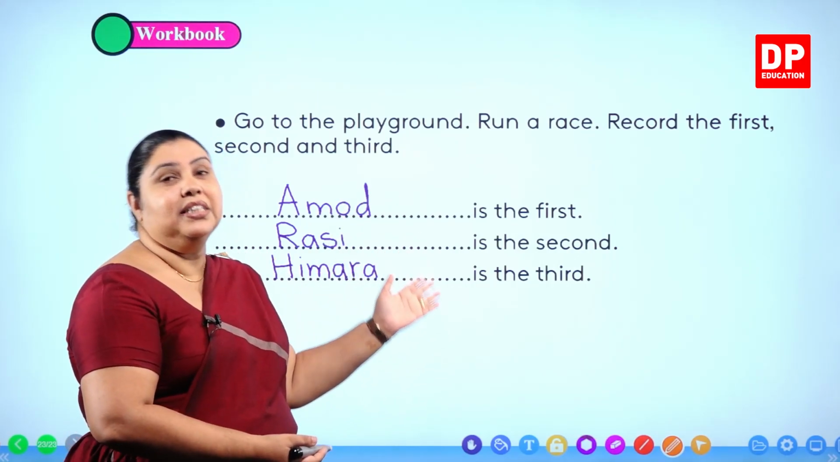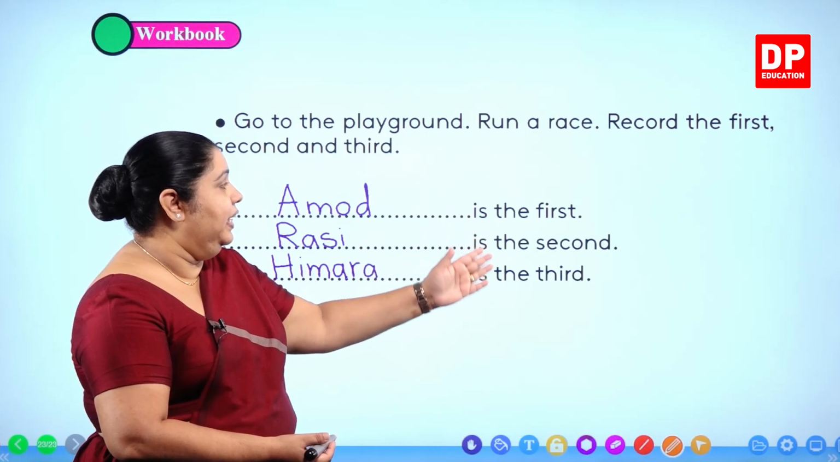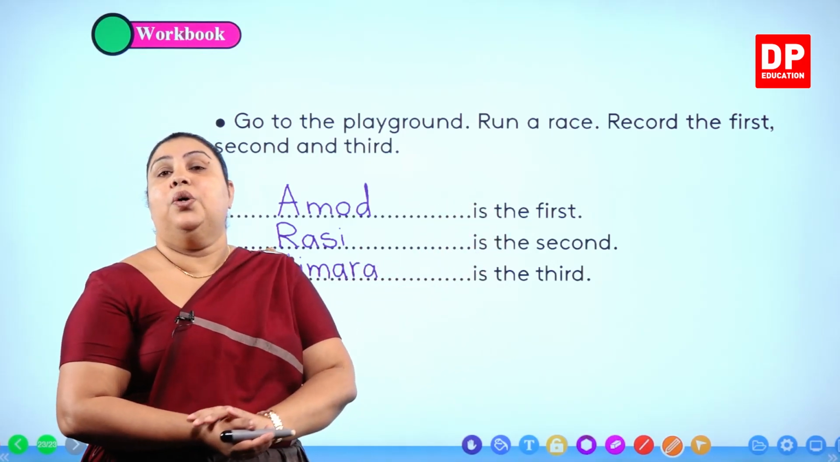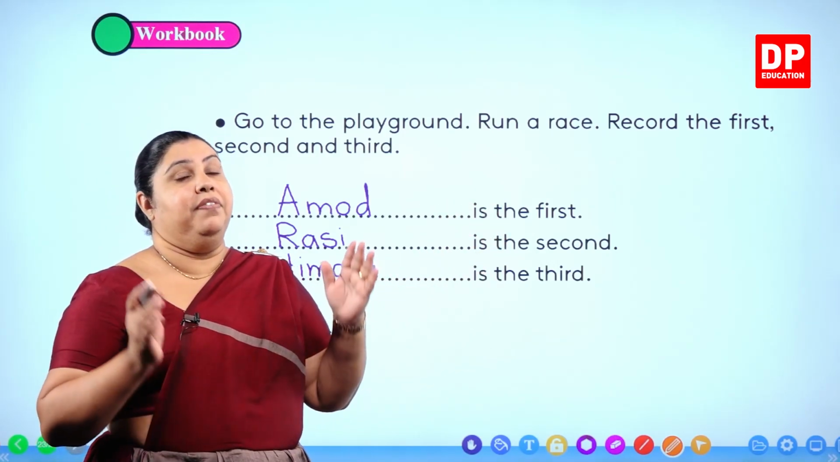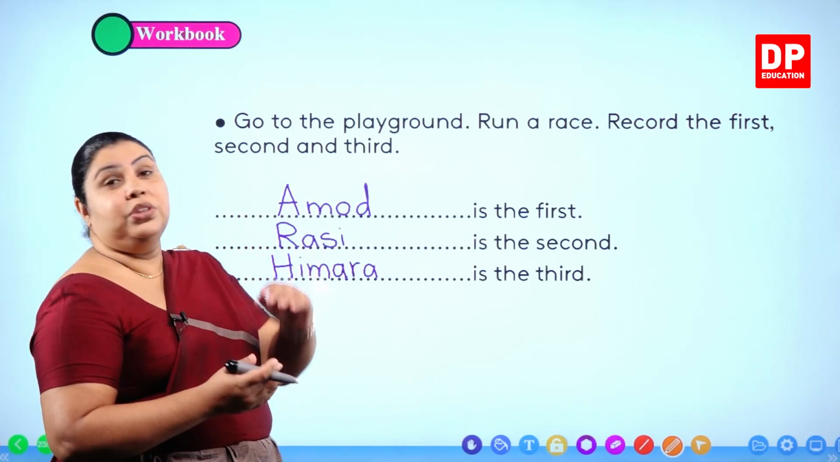Right. So now I just wrote the three names of the winners, first, second, and third, according to our pupils book. But what you have to do is an outdoor activity.